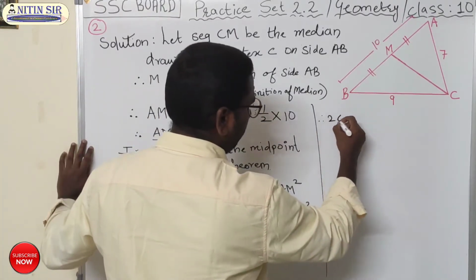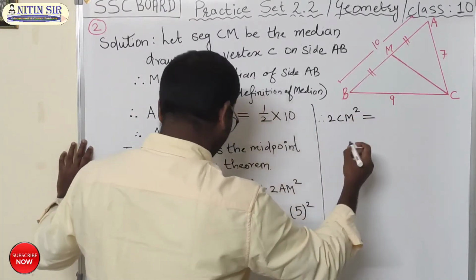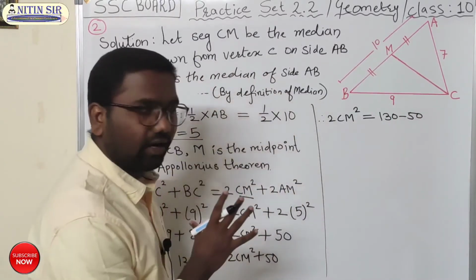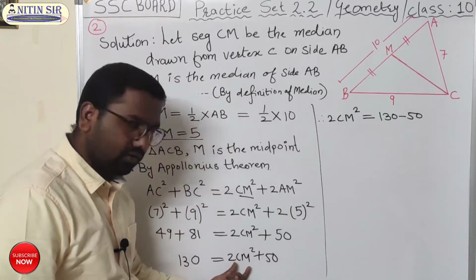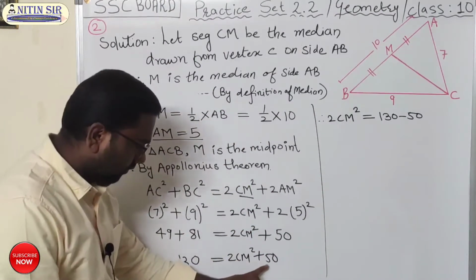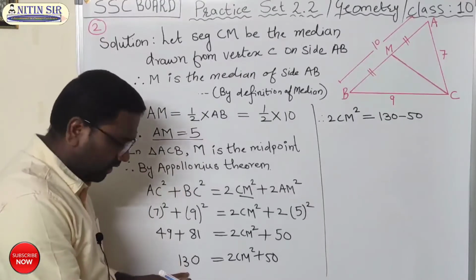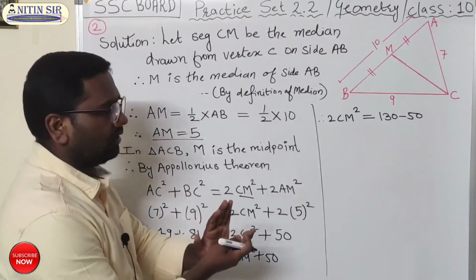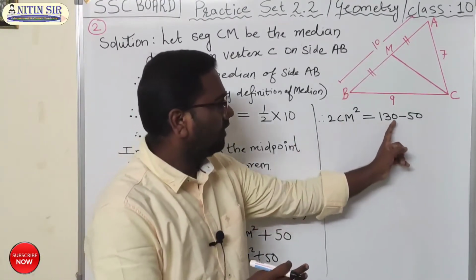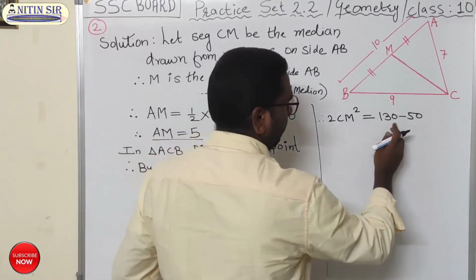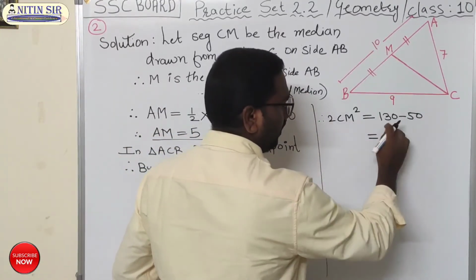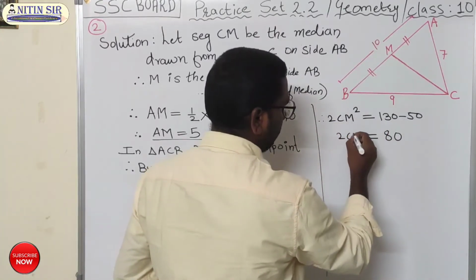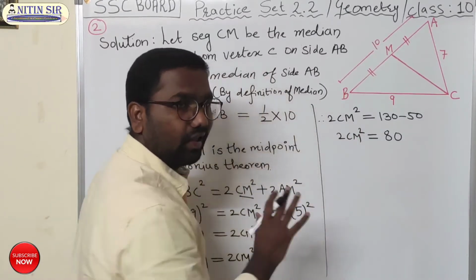Therefore, we can write 2CM square is equal to 130 minus 50. Can we write like this? See, 2 CM square, keep it as it is, plus 50. When it goes to the other side, it will become minus. So 130 minus 50 is equal to 2 CM square. Only this we have done. So 130 minus 50 is what? 130 minus 50 is 80. So 2 CM square is equal to 80.